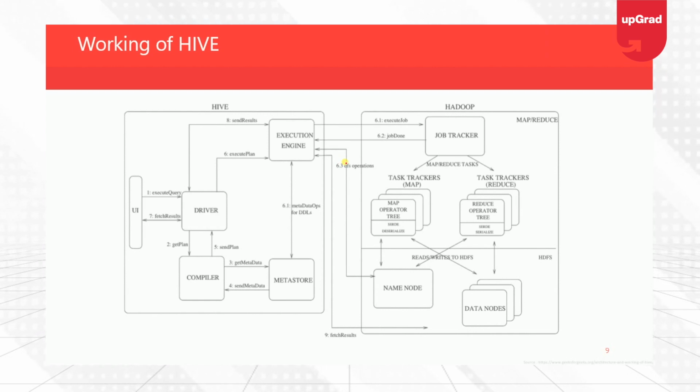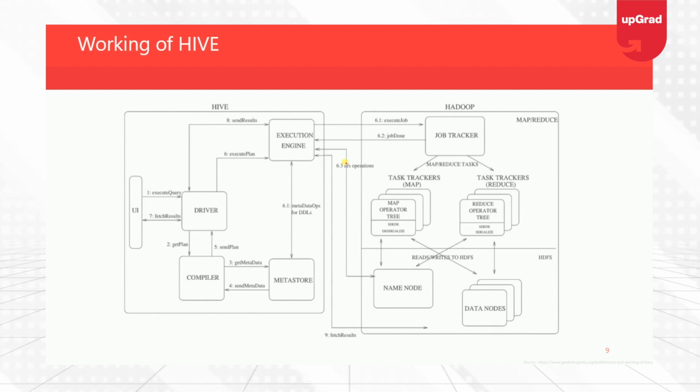Then the compiler sends the metadata request to the Metastore, because whenever we execute the query, we have no information about where the data is, and that's why the data is fetched from the Metastore. The Metastore receives the request and sends the metadata to the compiler to process the data. Then the compiler uses this metadata for performing type checking and semantic analysis on the expression in the query tree.